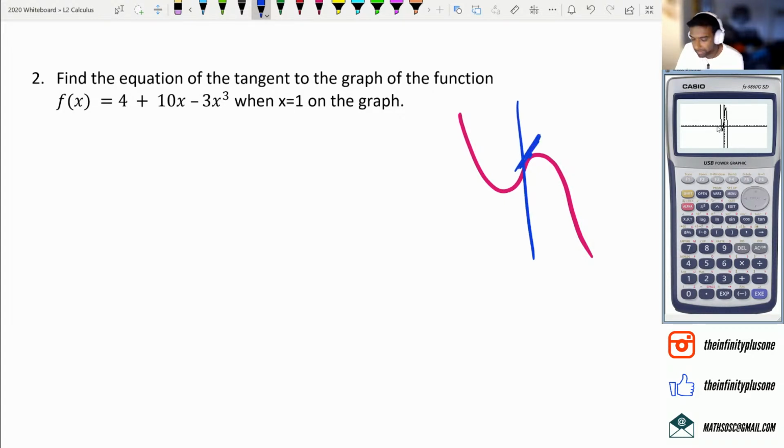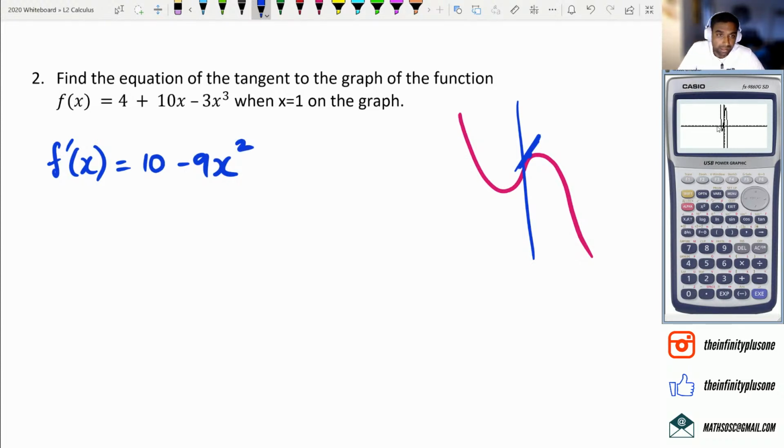So something like this. But anyway, what we're going to do is differentiate f of x first. So when we differentiate f of x, we're going to get f dash of x. So f dash of x is equal to 10 minus 9x squared. Now, this is the gradient function, right? So we've got to find out what the gradient is. So when x equals 1, I'm going to put down f dash of 1, which gives me 10 minus 9 times 1 squared, which is equal to 1.